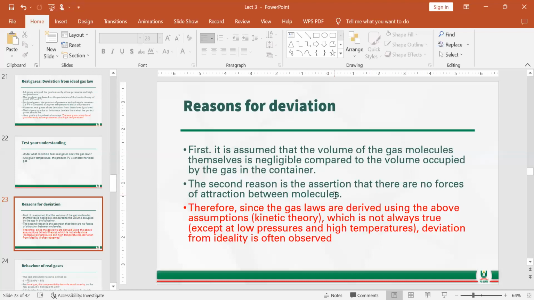So in real cases, gases occupy volume. The volume cannot be negligible. Another case is that there's attraction, and because there's attraction, they cannot obey the law. Therefore, since the gas laws are derived using the above assumption, kinetic theory, which is not always true except at low pressure and high temperature, deviation from ideality is often observed. This is why it is observed: the volume occupied by gas molecules is not negligible, and two, there's also attraction between gas molecules.